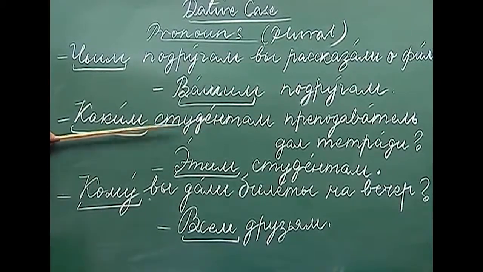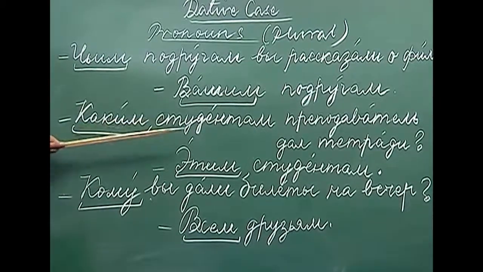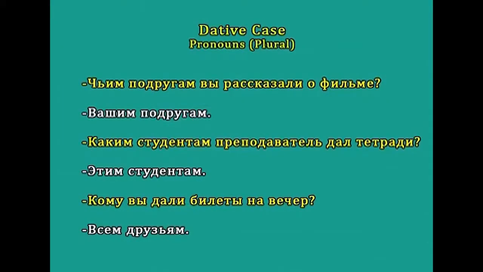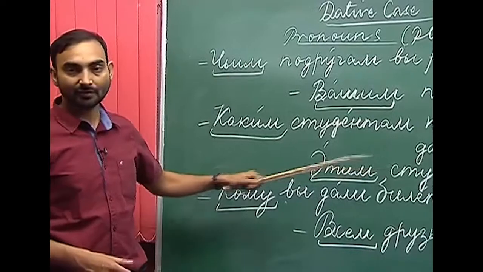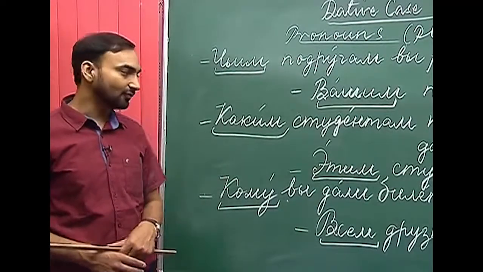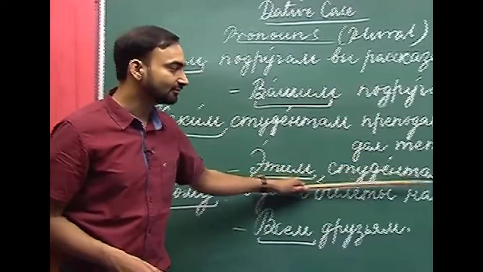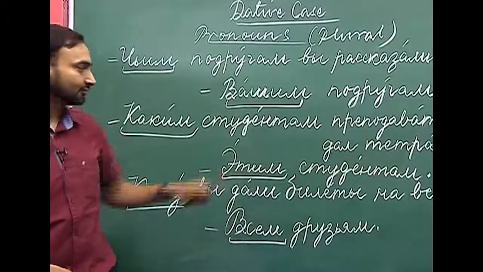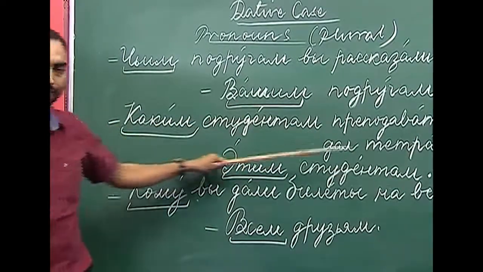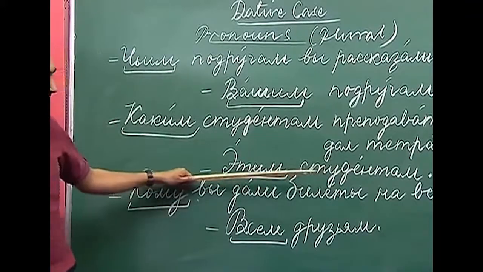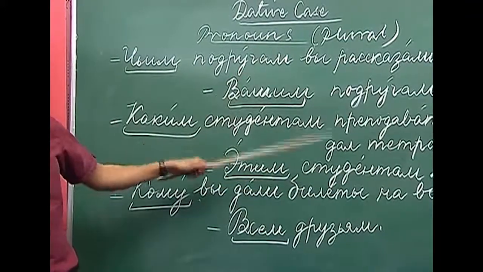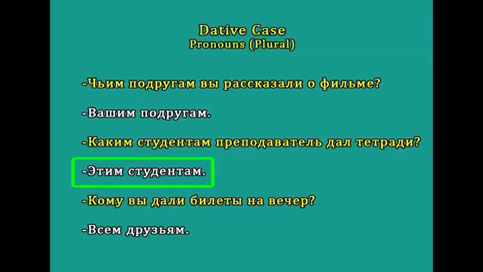When the question is kakim, we have done it earlier also. When the question is kakoi, kakaya, kakoe and kakie, we use either adjectives or pronouns. Here we will use a demonstrative pronoun. Achim studiantam, to these students. To which students? To these students. This is how we use the demonstrative pronouns in the answer. Kakim studiantam prapadavachal dal chitaraji, achim studiantam.